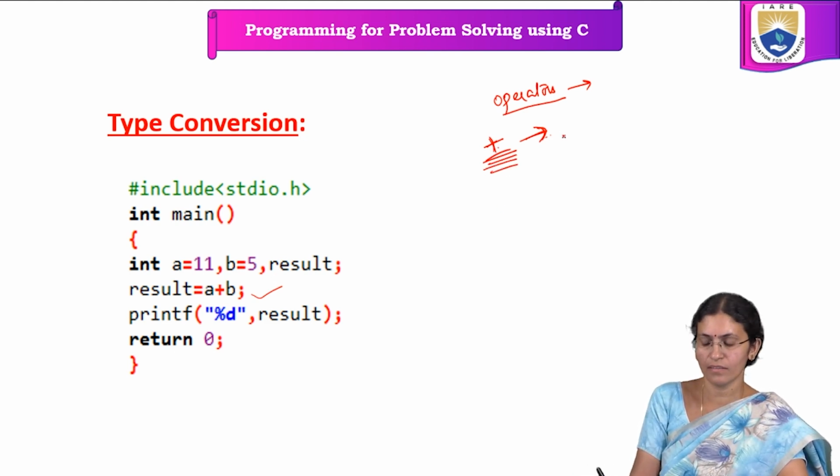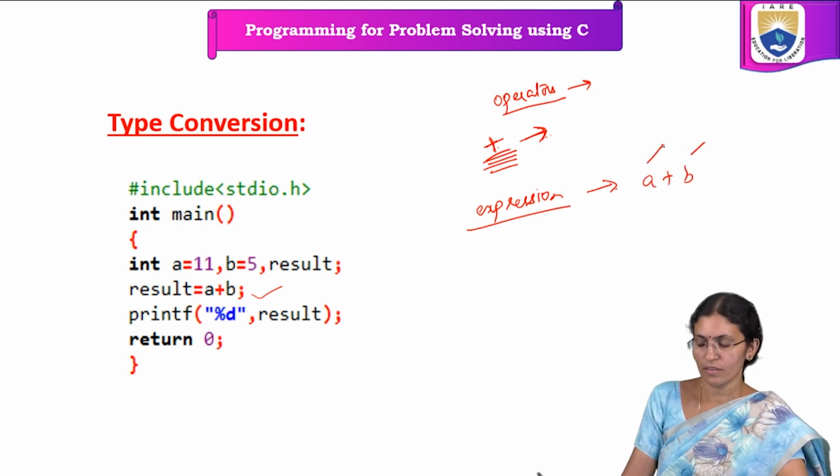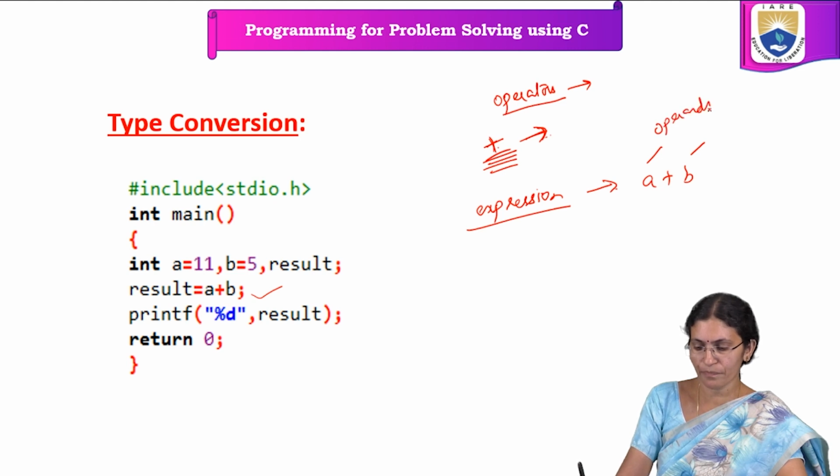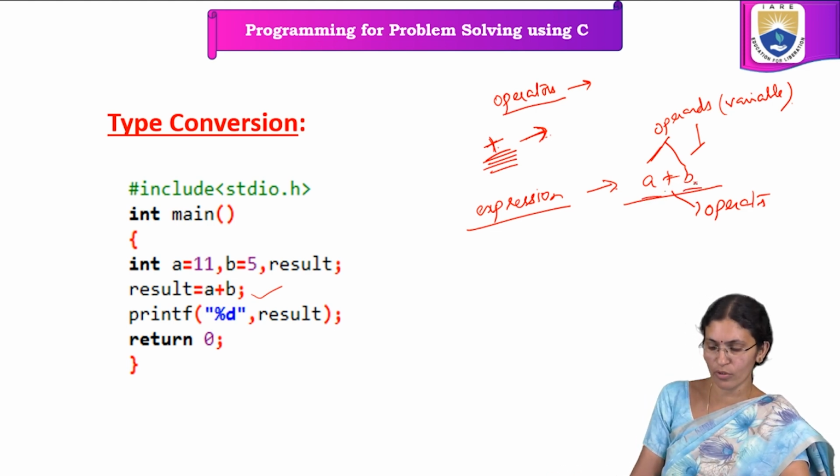Now in this context, we would like to discuss expressions also. What does an expression mean? Suppose we have two variables, A and B. These are also called operands, and plus is the operator. This total is called an expression. So an expression is nothing but a combination of operators and operands, or variables.